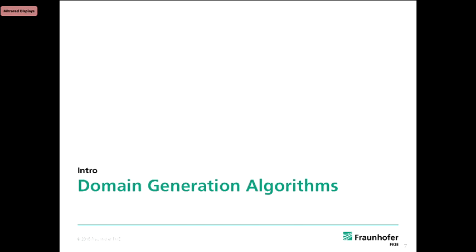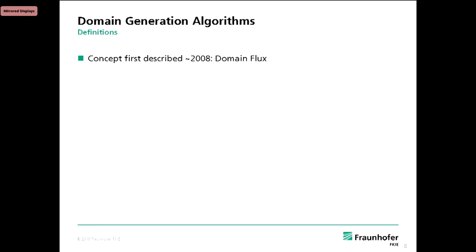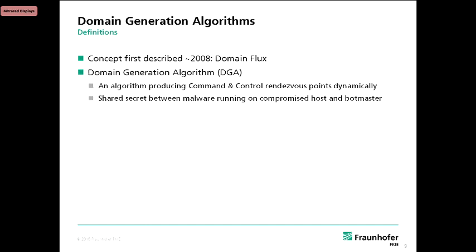Okay, so first about domain generation algorithms. It's a concept that's been floating around since 2008 already. It came up at the same time as fast flux. So instead of quickly rotating IP addresses, it's quickly rotating domain names. You can think of a domain generation algorithm as something that's dynamically generating command and control rendezvous points, so your malware knows which server to talk to. It's somewhat like a shared secret between the malware running on the compromised system and the botmaster, who also has to be enabled to calculate those domains.